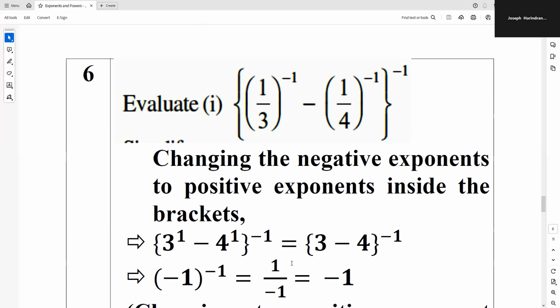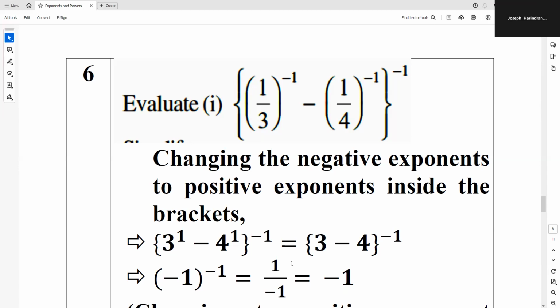Within the brackets, we have (1/3) raised to the power minus 1, minus (1/4) raised to the power minus 1, and the entire thing is raised to the power minus 1. Changing the negative exponents to positive exponents inside the brackets first. So we do the brackets first. The (1/3) to the power minus 1 becomes 3 to the power 1, the reciprocal of 1/3 being 3. So 3 to the power 1 minus 4 to the power 1, and the whole thing is raised to the power minus 1.